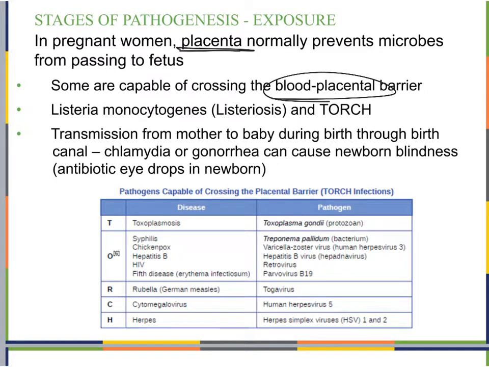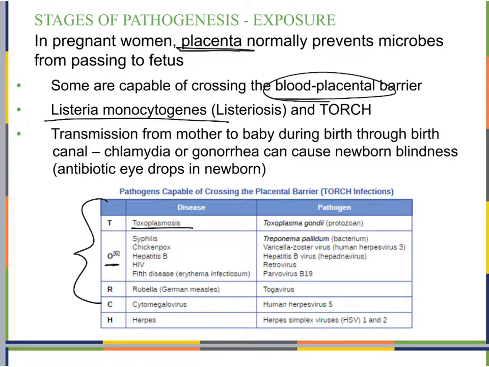Some examples are Listeria monocytogenes, and TORCH. TORCH is going to stand for these items here, TORCH infections. Our T is toxoplasmosis, which maybe you already are familiar with, saying that when a woman is pregnant, she shouldn't be cleaning kitty litter, for example, because toxoplasmosis oftentimes comes from kitty litter or cat feces.